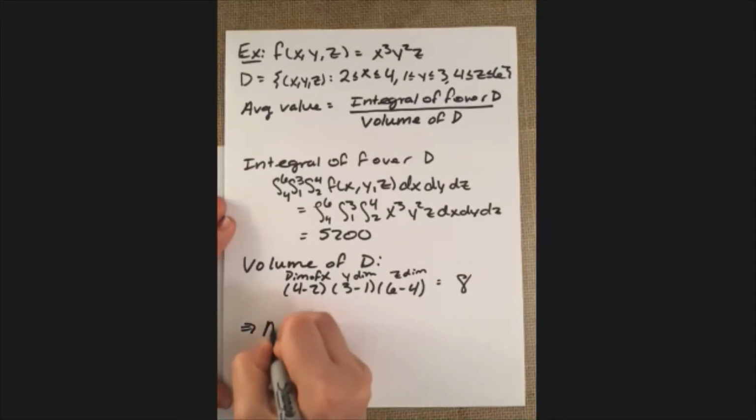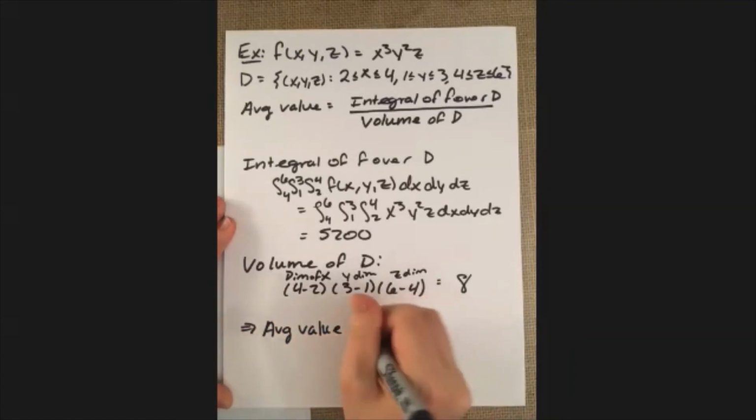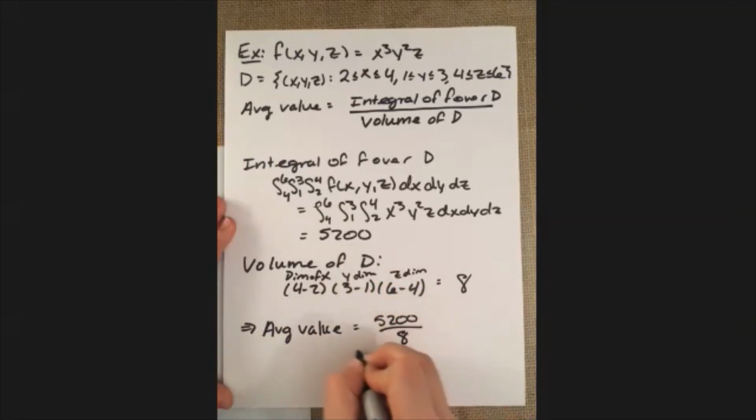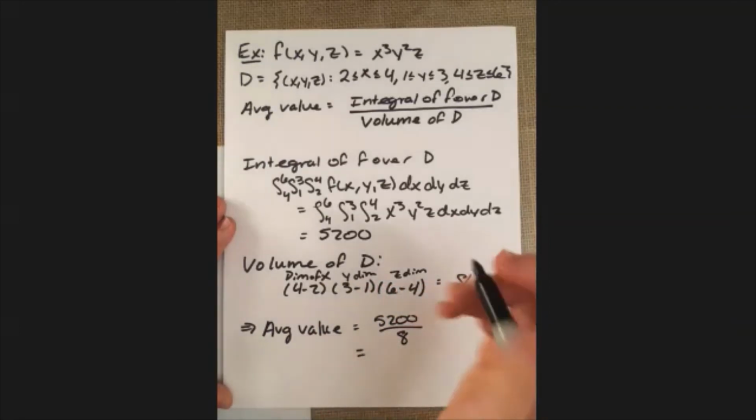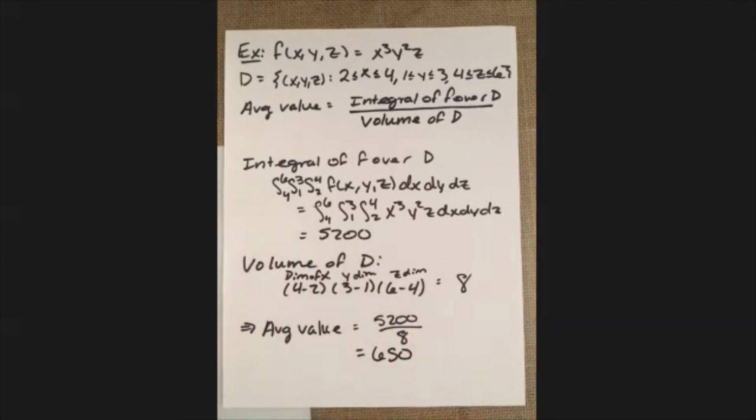And so then our average value is equal to 5,200 divided by 8, which is going to give us 650. And that's pretty much all there is. It's actually a pretty straightforward process. Again, it's really similar in concept to what you learned in Calc 1, except instead of talking about line segments, now we have to divide by the whole size of whatever domain we're working with. So hopefully that's helpful, and I'll see you next time.